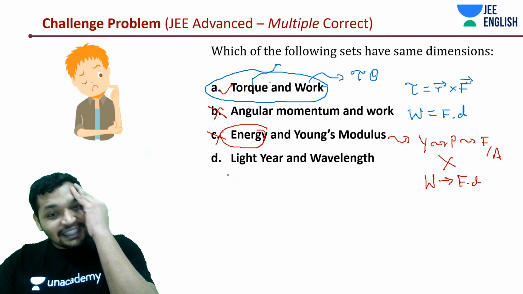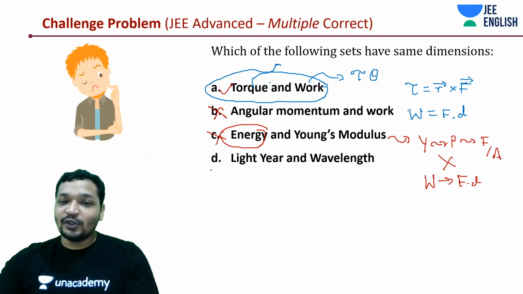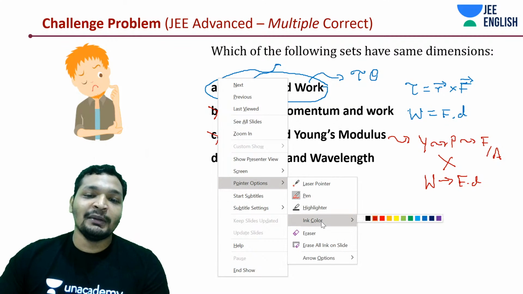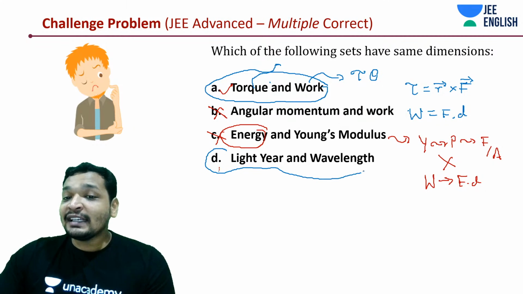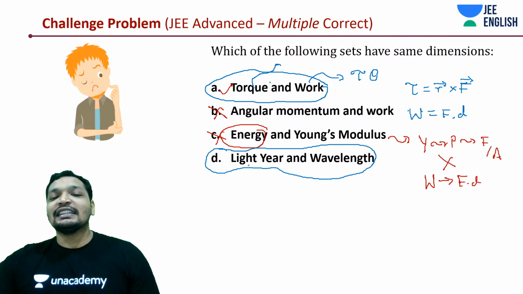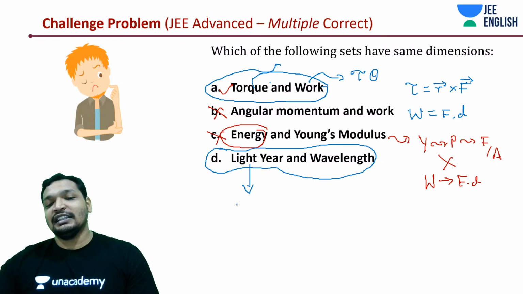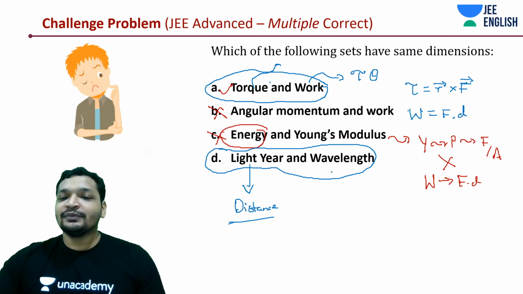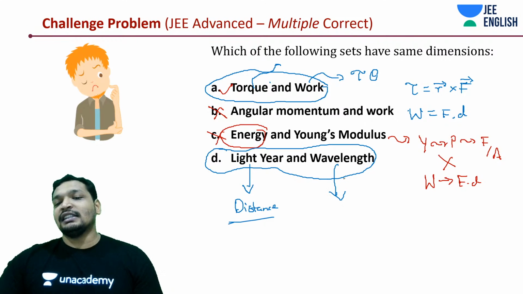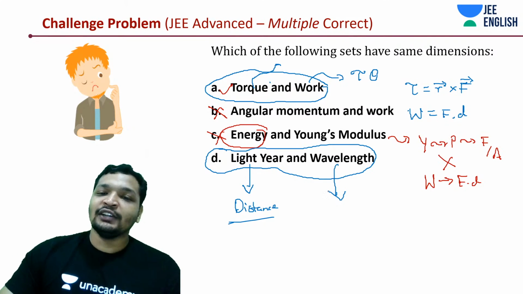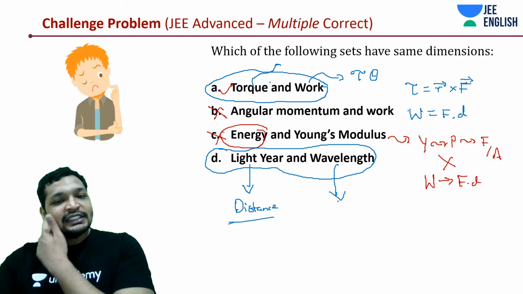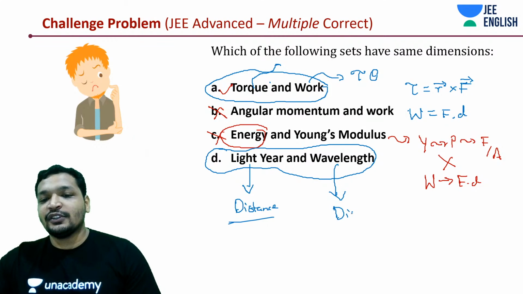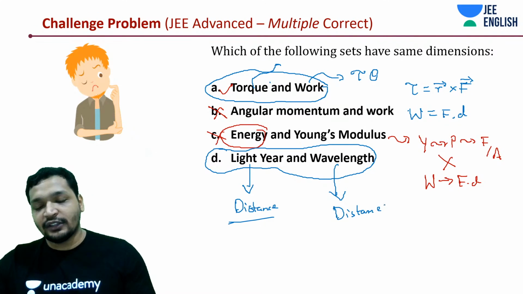Many times this is confusing. This is given to check your conceptual understanding of things. So light year. What is light year? Light year is distance. This is astronomical. This is nano or micro, generally nano. Okay, wavelength of light is also a distance. So yeah, A and D are the correct answers. Good, really good.